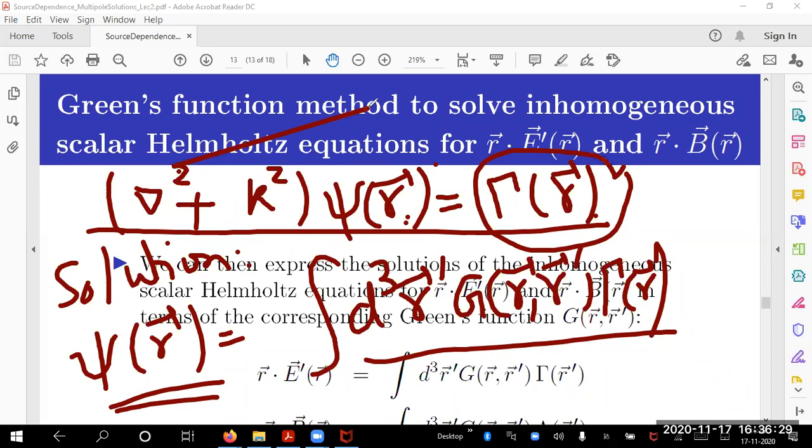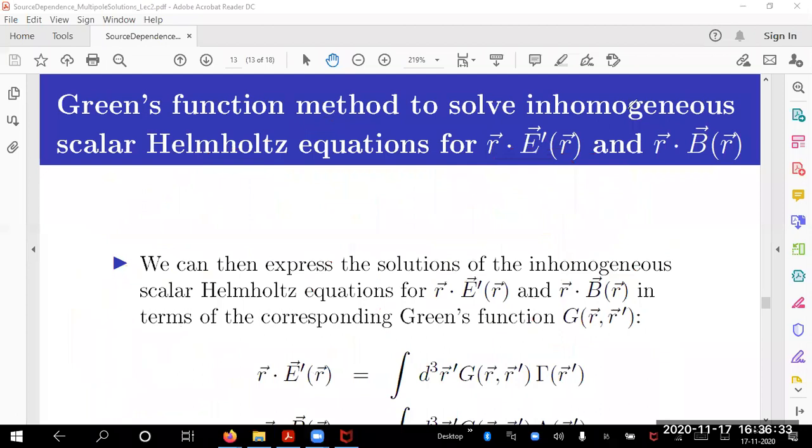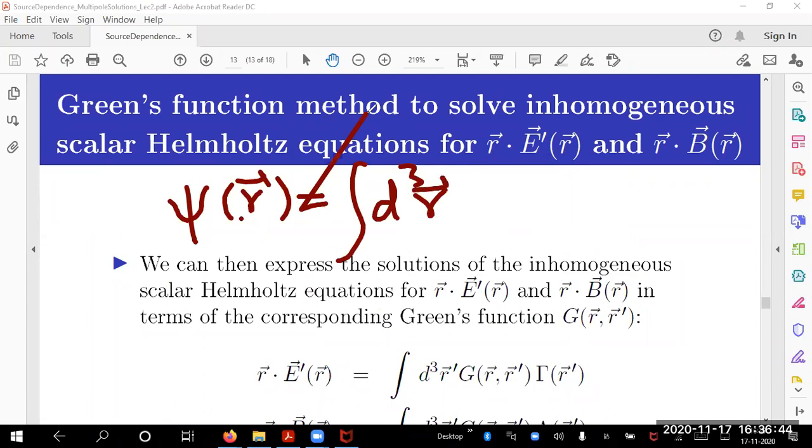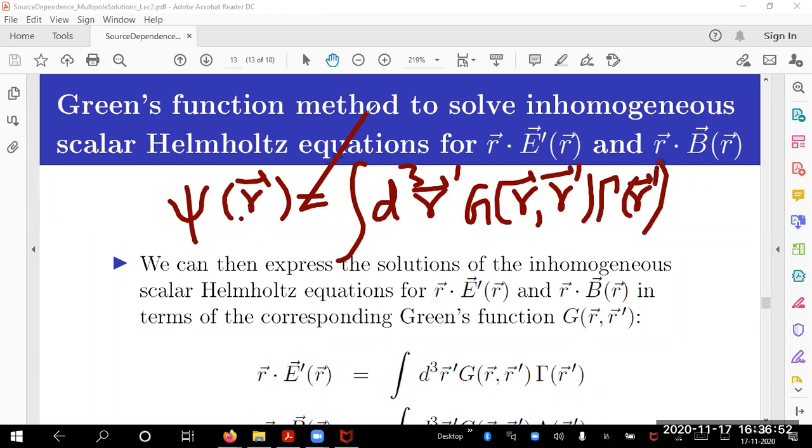How am I saying that? Let me tell you now. Why am I saying that? If you take psi of r, I am repeating it because I know you will not be able to remember what I told you in the last class: d cubed r prime, g of r prime multiplied by gamma of r prime. That is what I have told you.